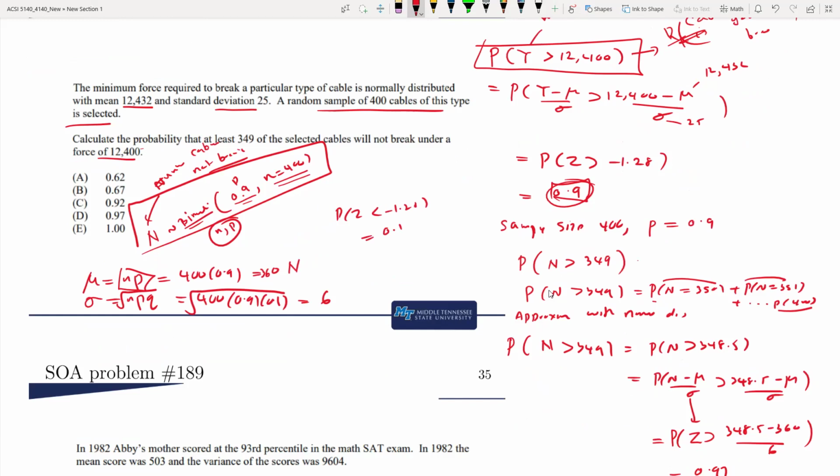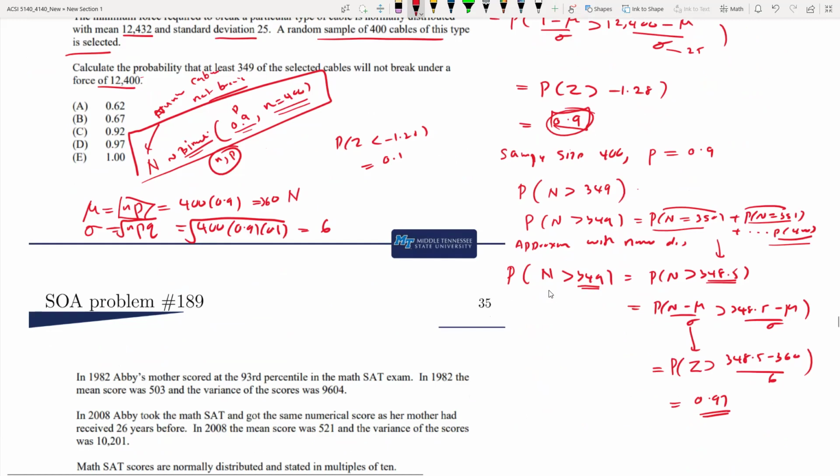If you apply binomial right away, you have to add all of these, which is going to be really tedious. So what you do, you do the approximation using normal distribution. In order to do approximation, you have to do the continuity correction, and then after that you can apply the normal distribution with the mu coming from binomial, sigma coming from binomial, and then using normal distribution, calculate the probability.